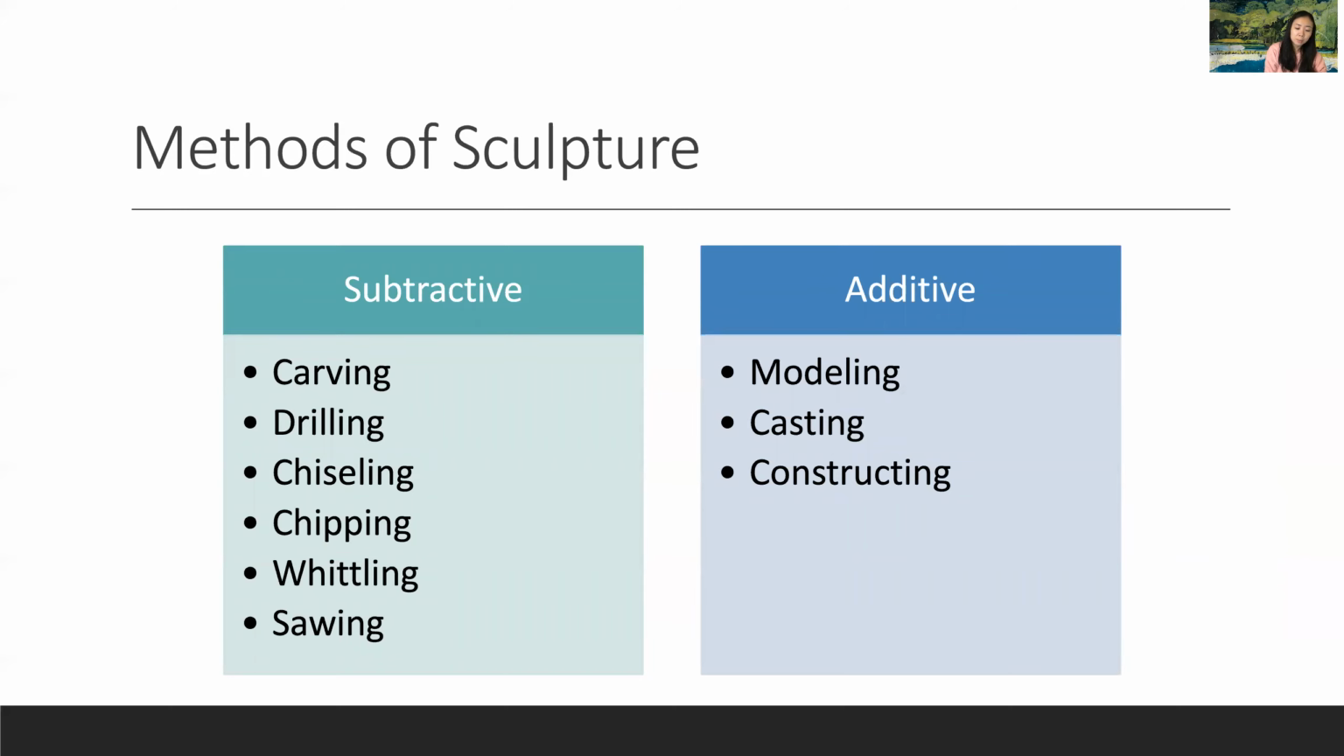So sculptural methods are either subtractive or additive. In the subtractive process, a sculptor uses a tool to carve, drill, chisel, chip, whittle, or saw away unwanted material. In the additive process of modeling, casting, or constructing, sculptors add material to make the final work. So that's the difference. We are going to see a few of these sculptural methods now.